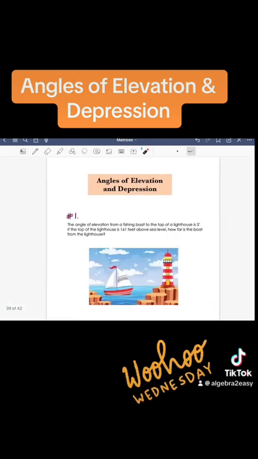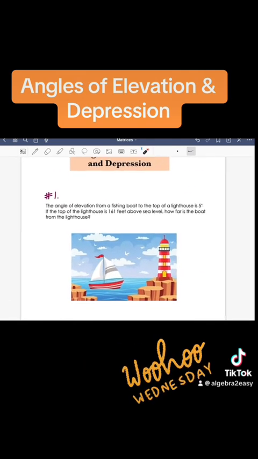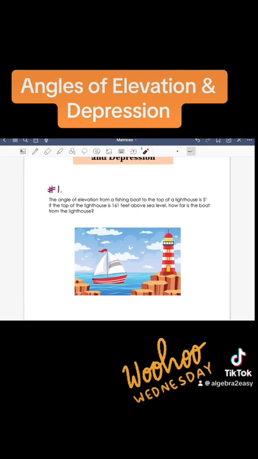Let's get started. Take a look at our first example. The angle of elevation from a fishing boat to the top of a lighthouse is 5 degrees. If the top of the lighthouse is 161 feet above the sea level, how far is the boat from the lighthouse? So I have a cute little picture here, and we are going to sketch ourselves a triangle depicting this situation. So we're going to draw a triangle starting from the boat, going to the top of the lighthouse. There we go. And then we're going to make it a right angle. And then we're going to connect the base here.